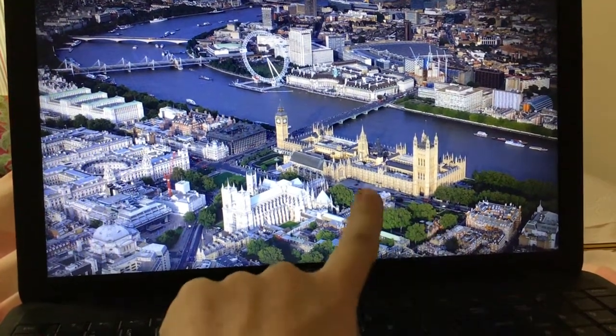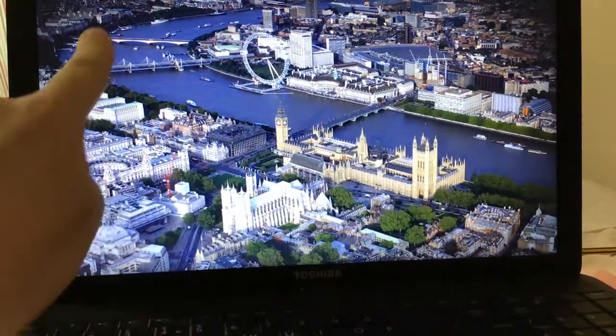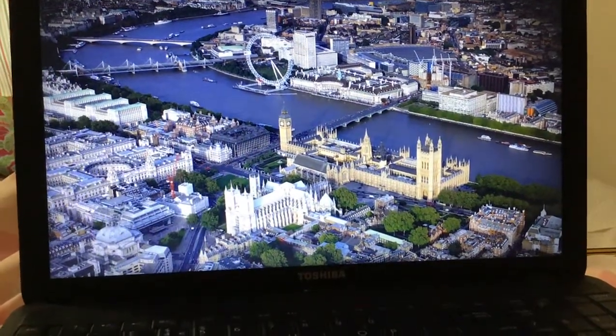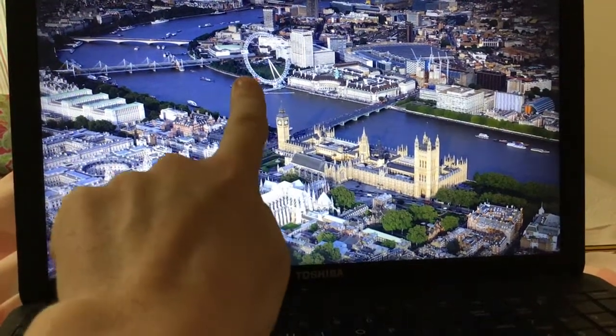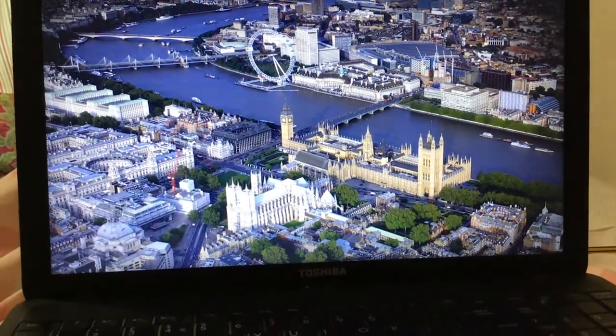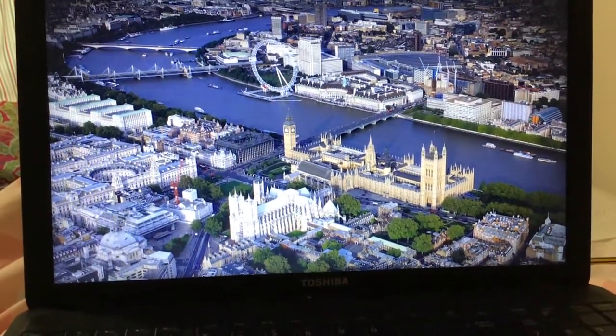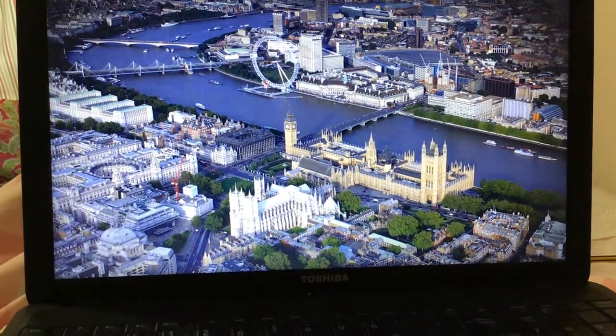I'll give you some clues. Did you get them? Got the Houses of Parliament here, Big Ben, the London Eye, and of course the River Thames running through. So aerial photographs are great, they can give us lots of information about places.